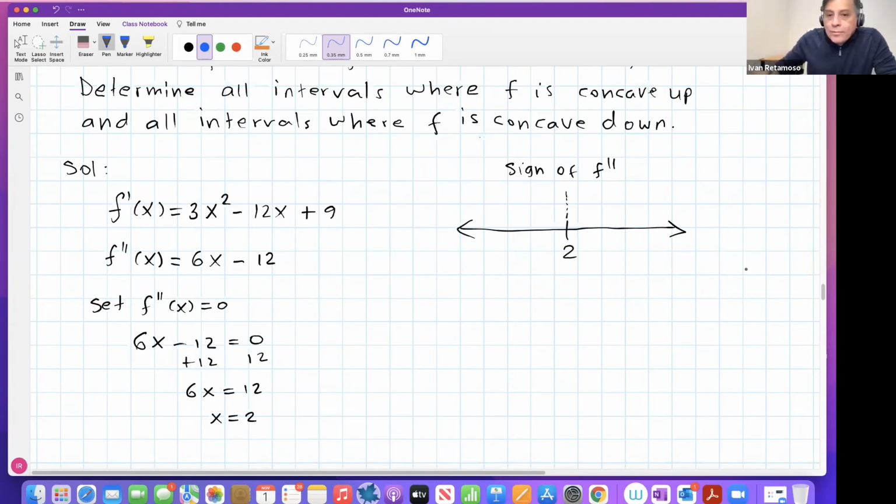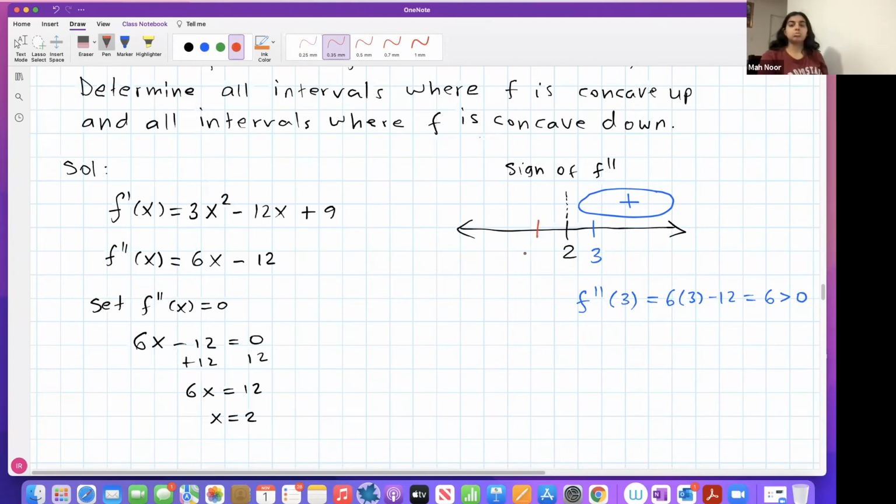3. 3, right? It's kind of natural to choose a good test point. And now this test point must be evaluated into our second derivative, which is this: 6 times 3 minus 12. 6 times 3 is 18 minus 12, 6. It turns out to be positive. So it means that all this region will be positive.